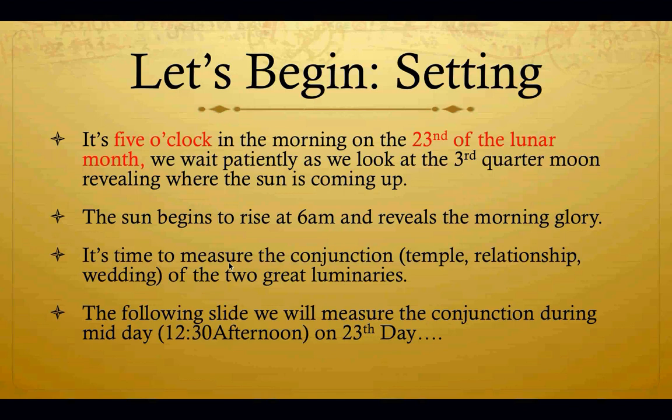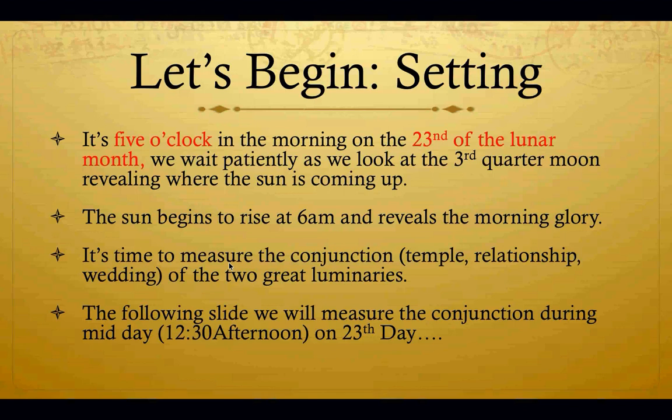I just say that because during about that third quarter, you have the light of that moon when you're up early in the morning, and that moon is obviously reflecting the sun, so you know where the sun's coming from. It's going to point to where the sun's coming up that morning. So the sun begins to rise at 6 a.m. and reveals the morning glory.